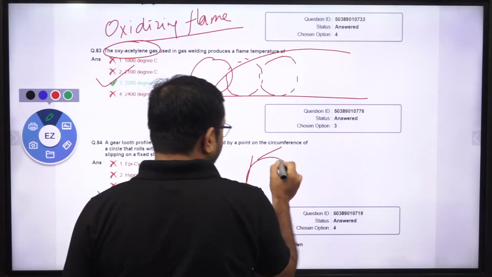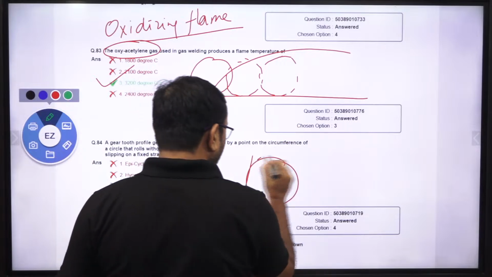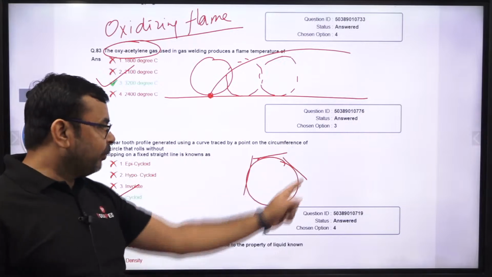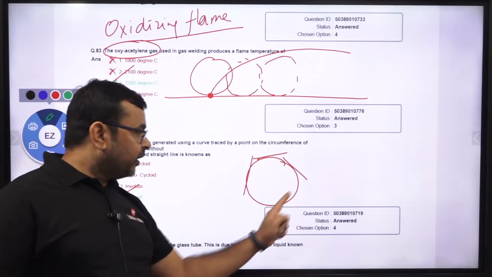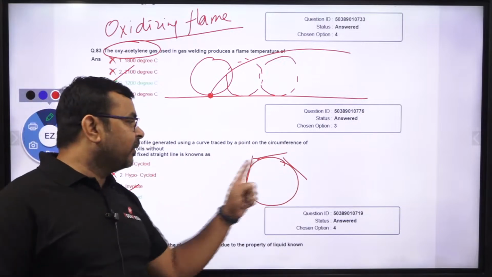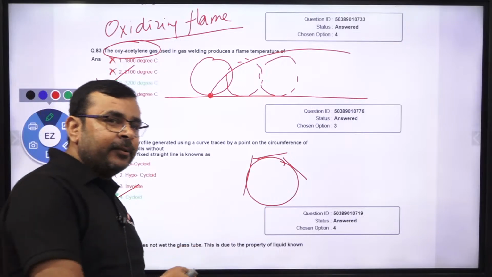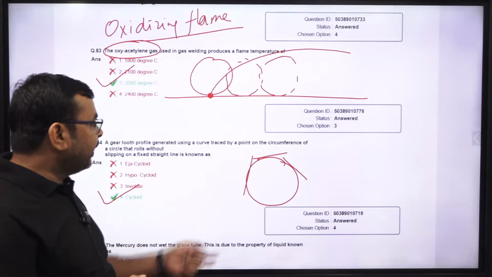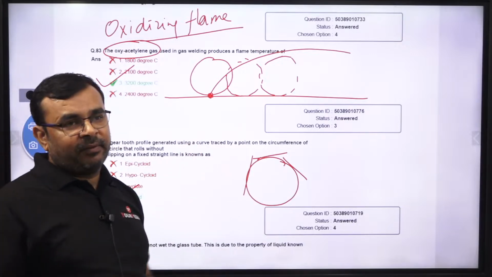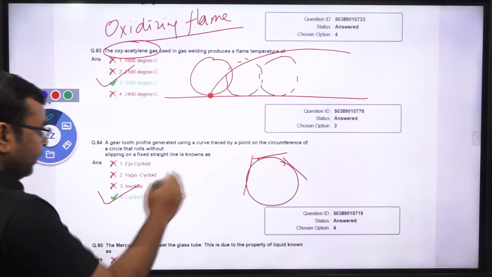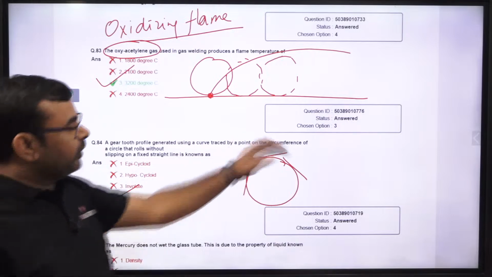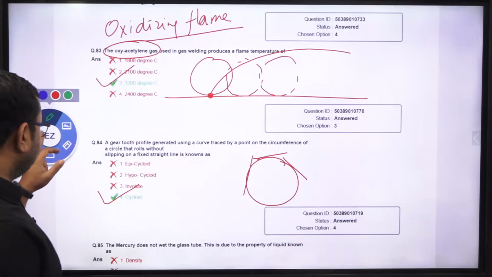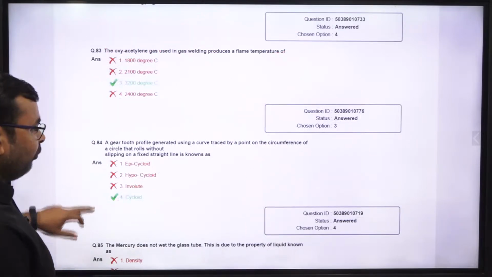And similarly, if I talk about the involute profile, suppose you have a circle and I trace the tangent continuously. If I wrap a string over the periphery of the wheel and then unwrap it, we get a profile known as the involute profile. So simply we can say, if you revolve the tangent, you will get the involute profile.